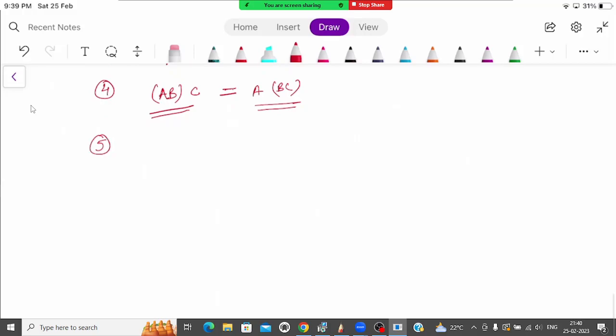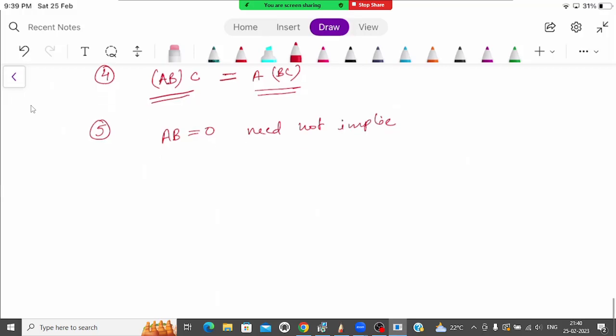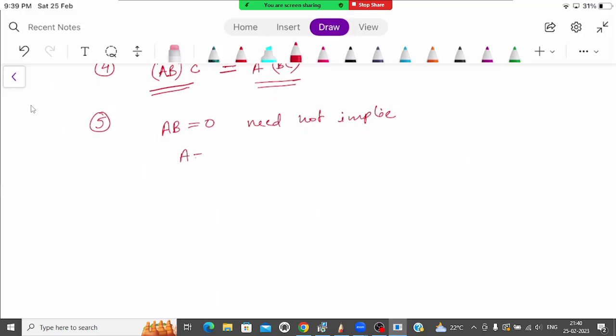The fifth property is, suppose after multiplying matrix A with matrix B we get a zero matrix, meaning a null matrix. Suppose AB is 0. It need not be implied that matrix A is 0 or matrix B is 0. It might be true, but it is not compulsory that matrix A is 0 or matrix B is 0. If AB is 0, it need not imply that.